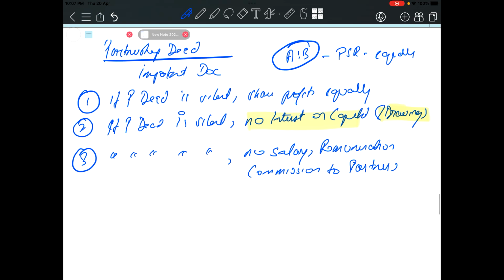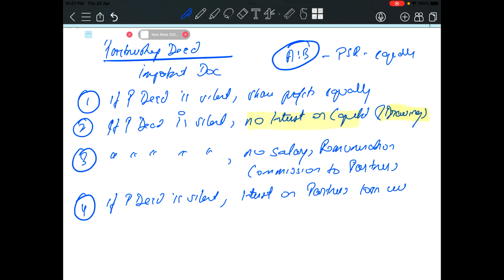Now what do I mean by partnership deed is silent? If nothing is mentioned in the partnership deed. And the fourth and the most important point, where students used to be confused, if partnership deed is silent, interest on partners loan will be 6% per annum.